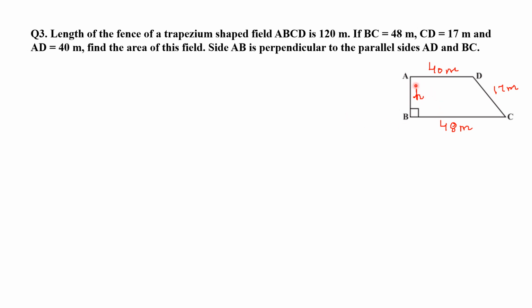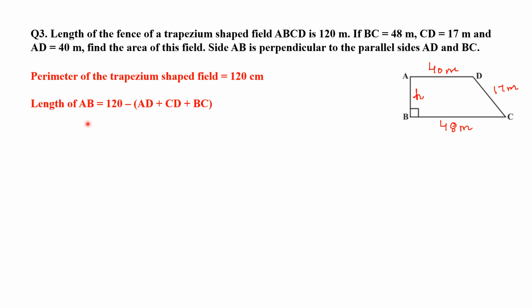So your first step is to find this height. So let's find out the height. And how will you find the height? You already know the measure of all the four sides because perimeter is given and the measure of three sides are given. So to get the value of the height, you have to subtract the sum of AD, DC and CB from the perimeter. So let's find out the height first. So perimeter of the trapezium is 120 meters. So length of AB will be 120 minus sum of AD, CD and BC. And from here I can get my height as 15 meter.